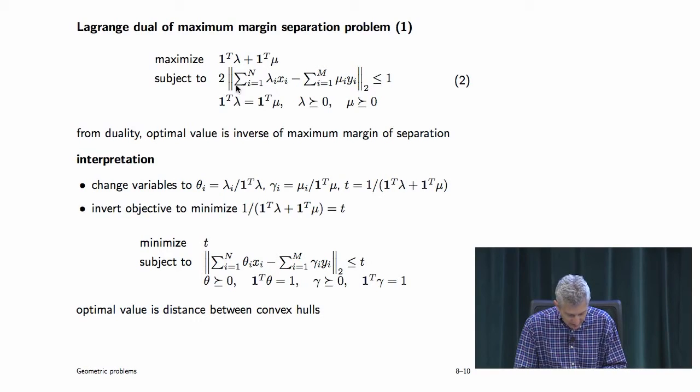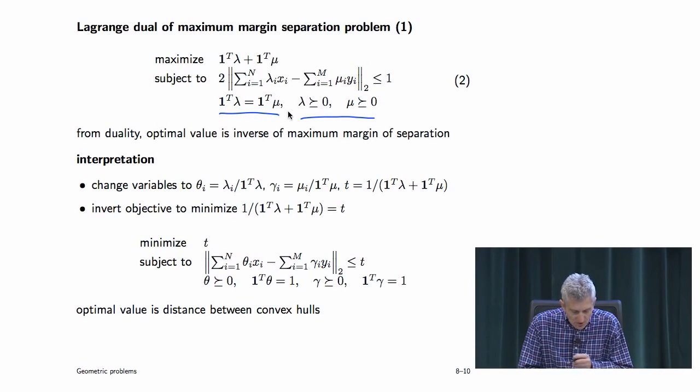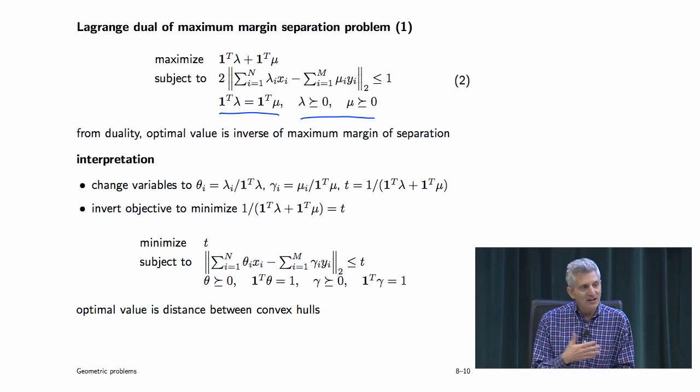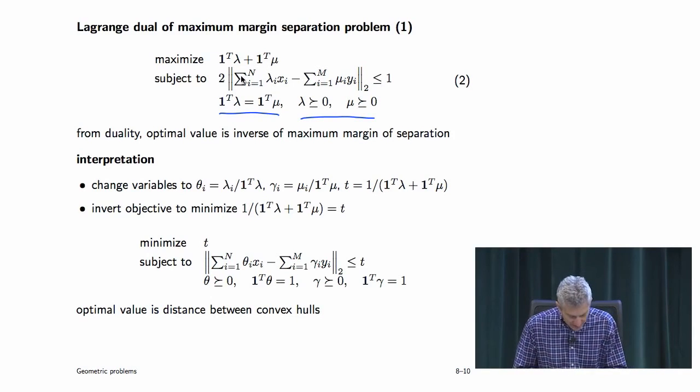I get a norm constraint here. These are inequalities, so these things are non-negative. And I get this equality constraint here. Again, everything is homogeneous here. So what I'm going to do is normalize these to be 1, whereupon lambda and mu become probability distributions, or convex mixtures. They're numbers that are non-negative and add up to 1.